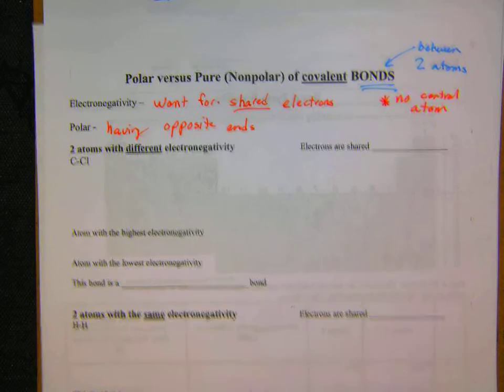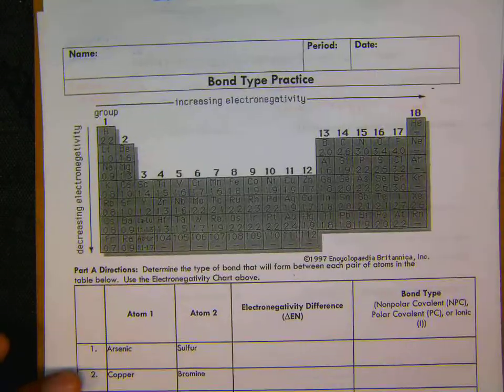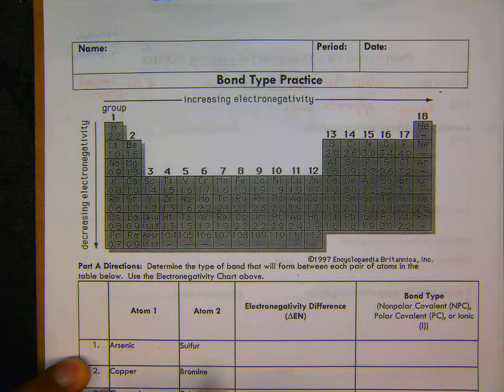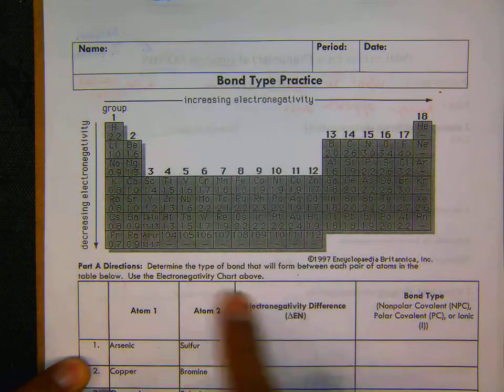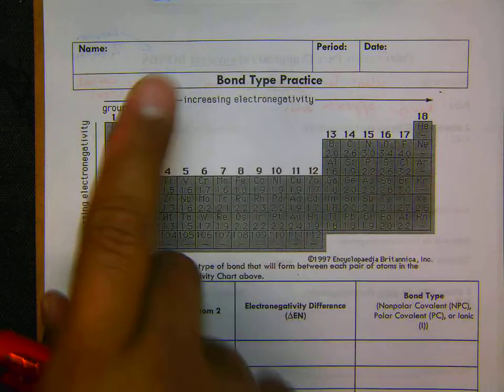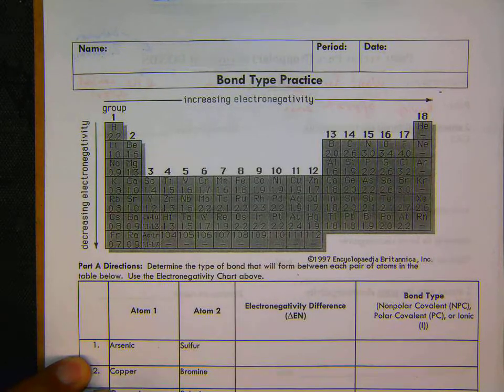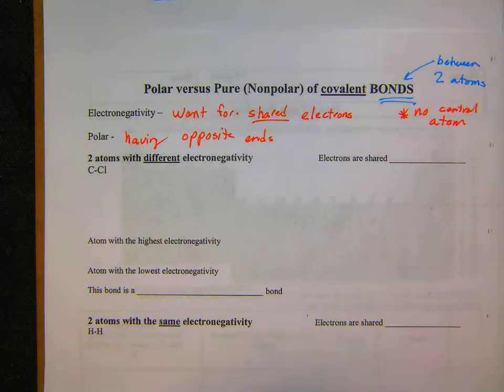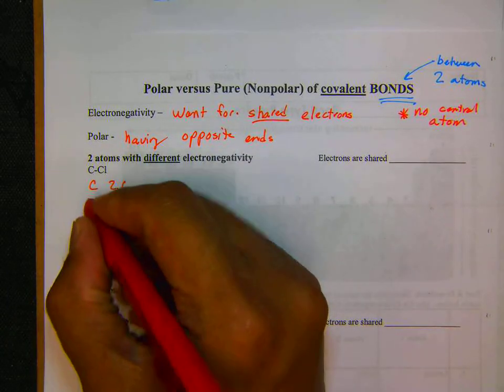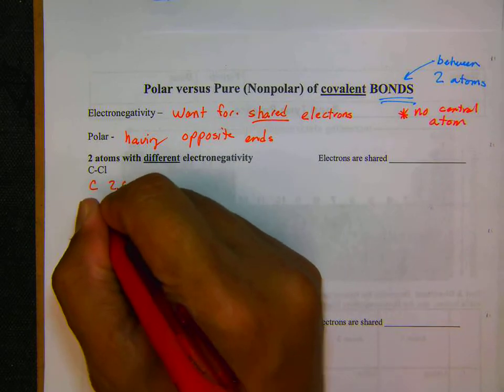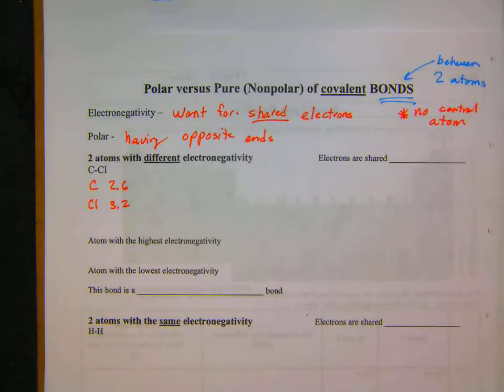All right? So how do we tell what the electronegativity is? If you take your paper and flip it around to the other side, you'll notice a chart of electronegativities. So find the electronegativity for carbon. What is the electronegativity of carbon? 2.6. And chlorine, what's the electronegativity of chlorine? 3.2. So obviously here we have an imbalance. They're different. One is pulling stronger than the other. Who's pulling stronger? Chlorine.